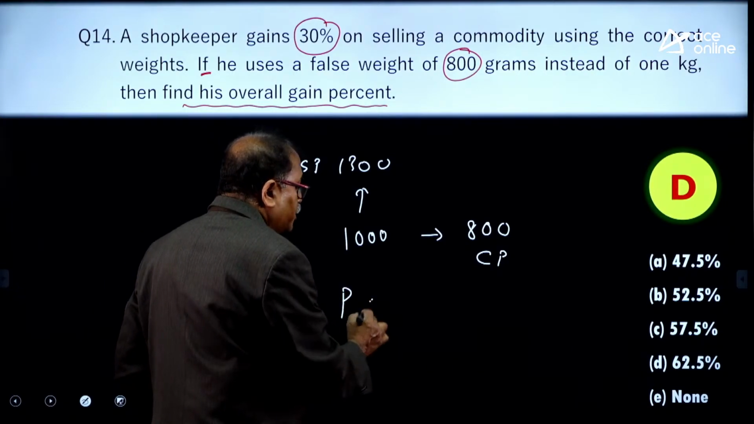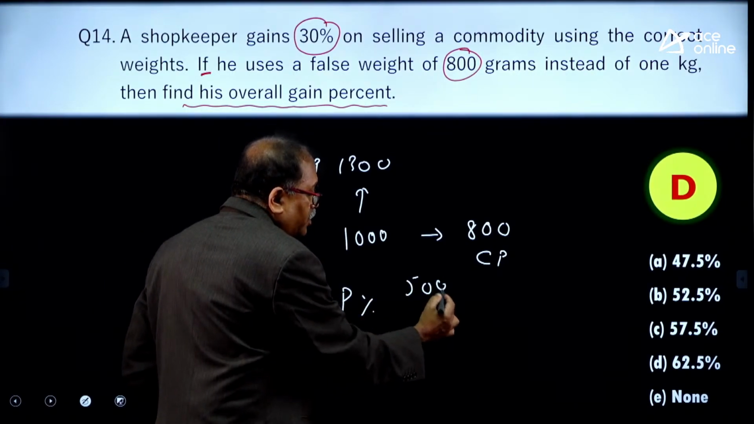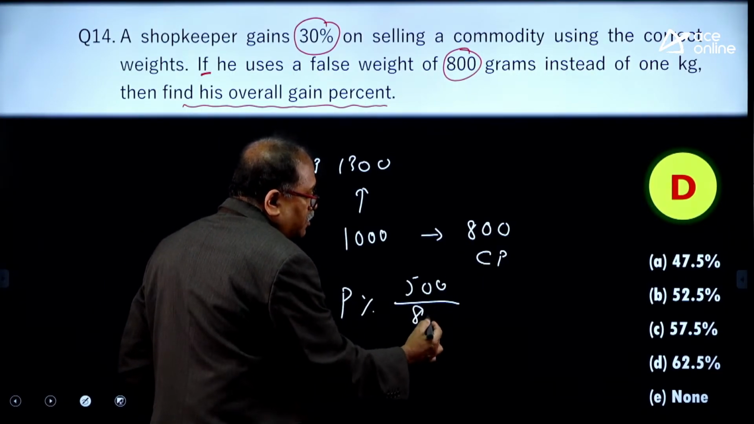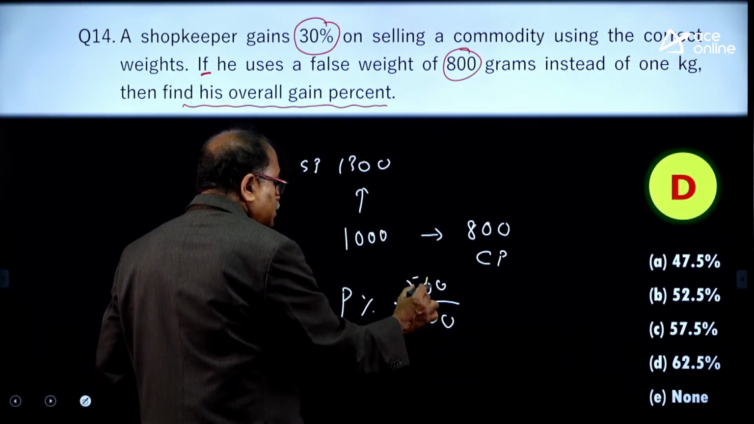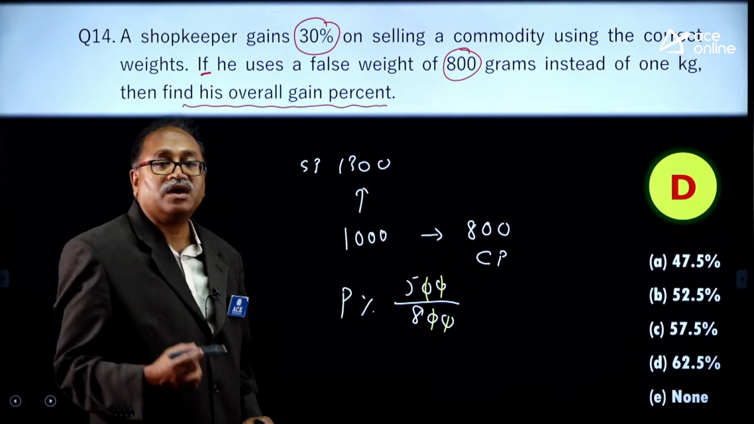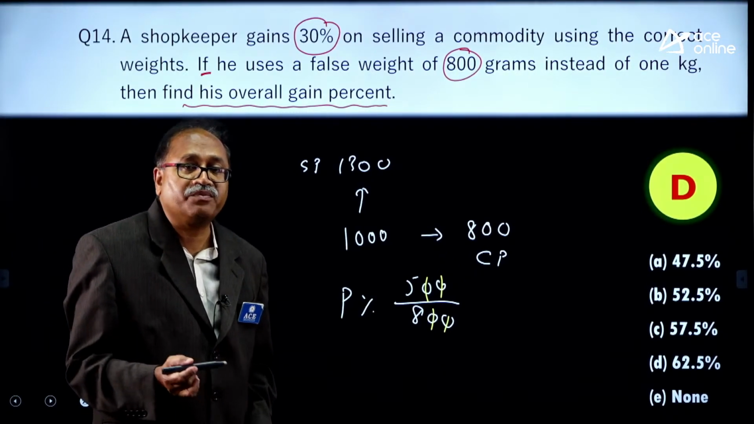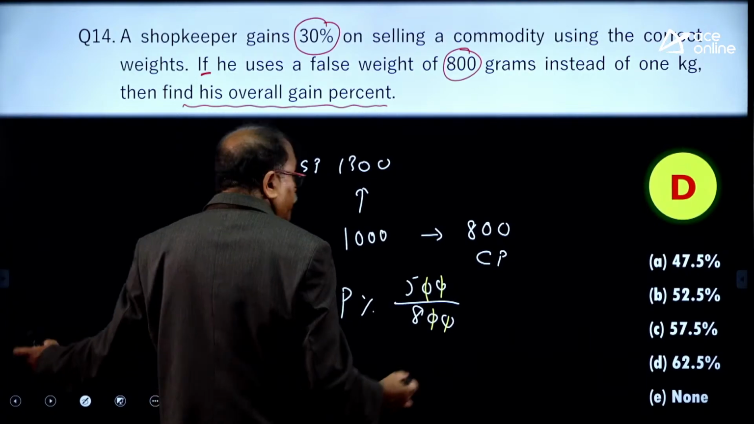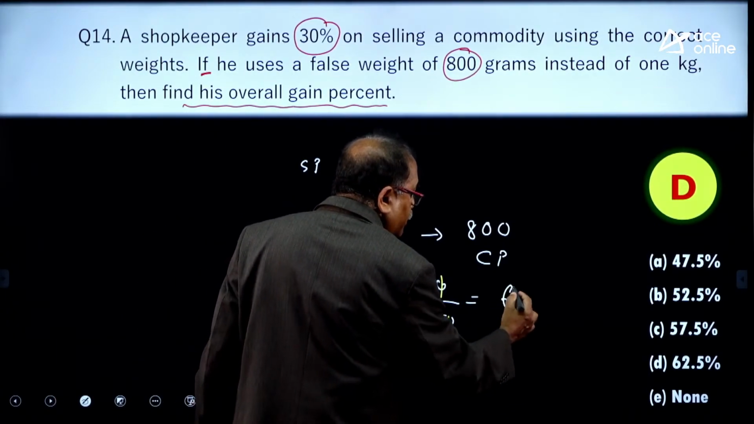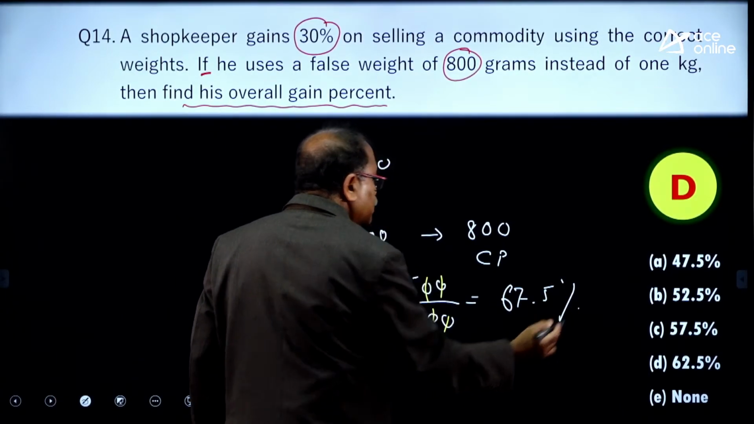I am taking the profit percentage. 500 profit over 800. Is it not? This is 5 by 8. This zero gets cancelled, 5 by 8, and we know 5 by 8 is 62.5%. Beautifully answered, my friend Pavan. So, that is 62.5%. Well done.